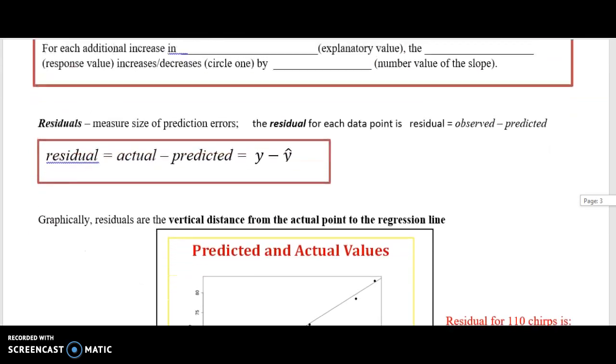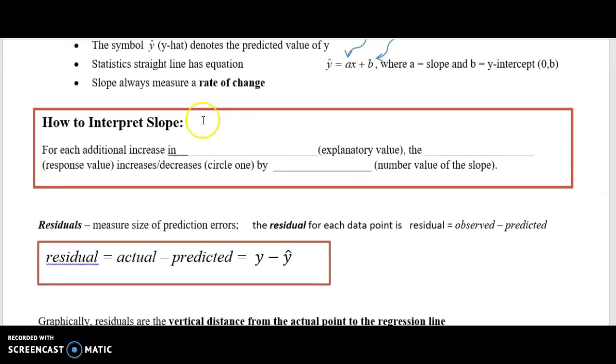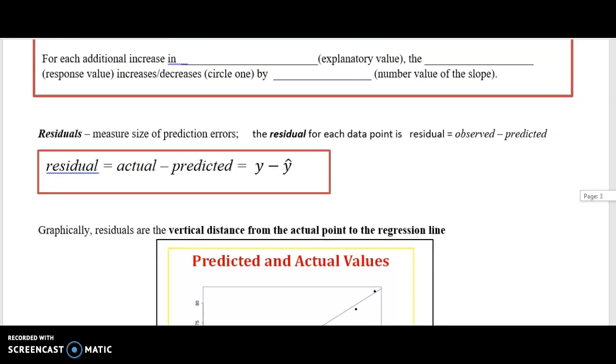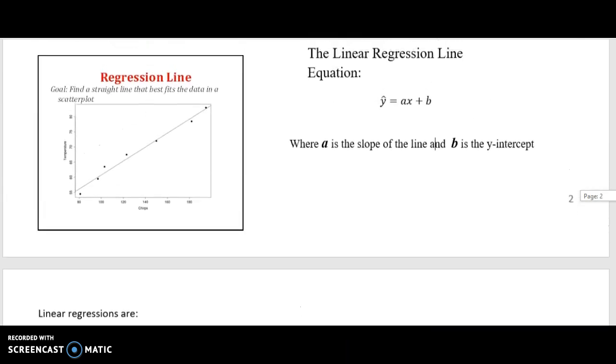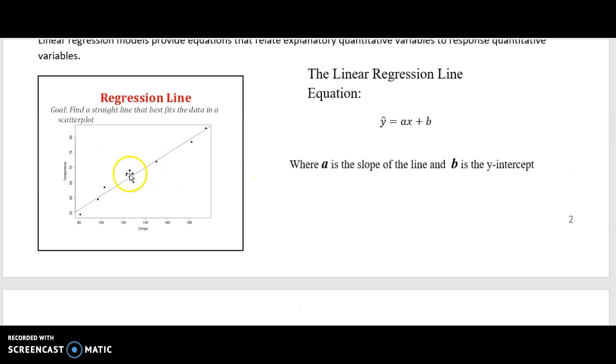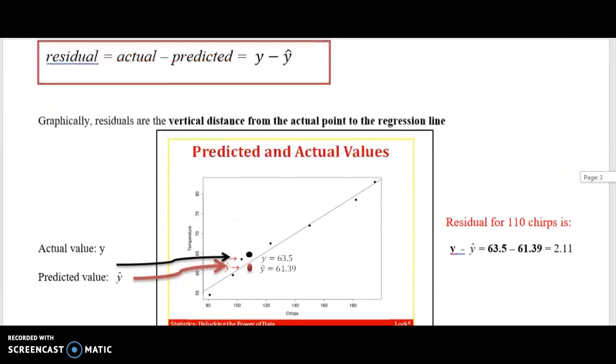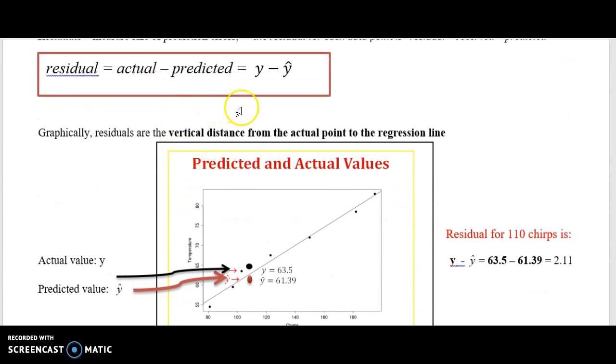The only other thing you're going to need to learn is residuals, and we're going to do interpreting the slope and residuals in an example in a minute. But residual is what we call the prediction error. Every point is either directly on the line or slightly off the line. It's either above or it's below. So how far off this point is from the line is the residual or the prediction error. When we say residual is actual minus predicted, we take y, the actual data value, minus y hat, the prediction value.